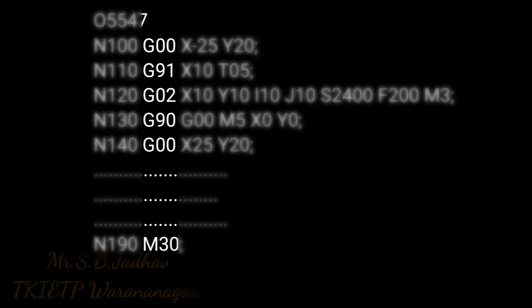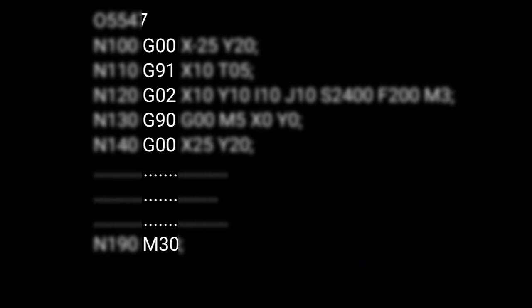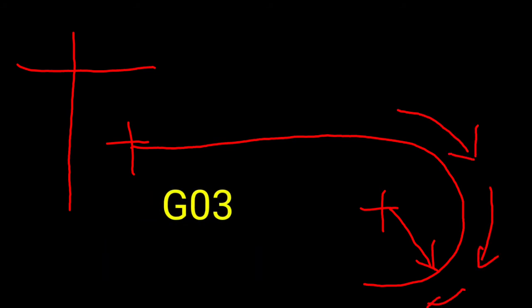There are preparatory functions, also known as G codes, which are used to prepare the controller for instructions that are to follow. The letter G is followed by a 2-digit number. The 2-digit number prefixed by the letter G indicates a predefined function. For example, the code G02 is used to prepare the NC controller unit for circular interpolation along an arc in the clockwise direction.